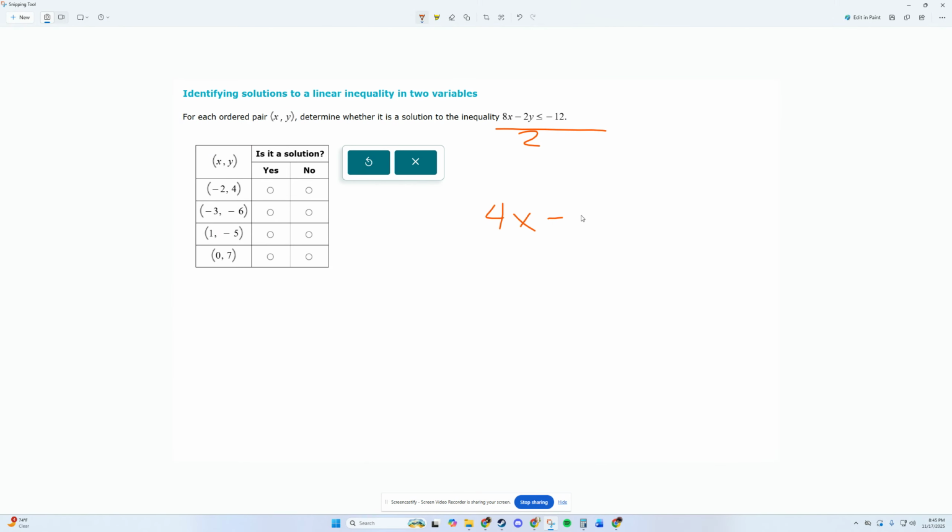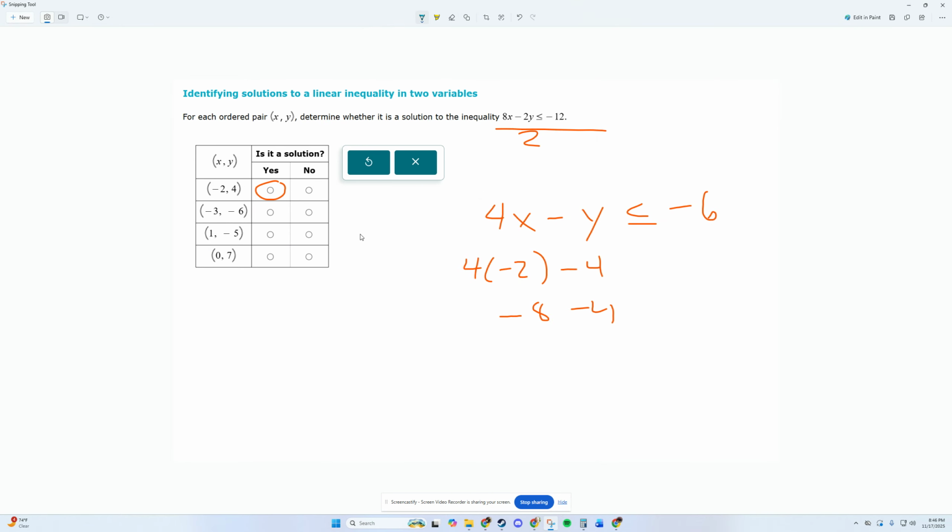So you have 4x minus y is less than or equal to -6. Actually, it might be easier to just plug something in here to see if it's true. So if we have -2, that'd be 4 times -2 minus 4. That's -8 minus 4. Yes, that is a solution. I don't even have to calculate it. I know it's less than that.